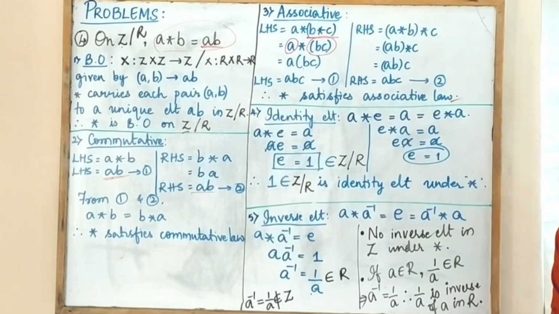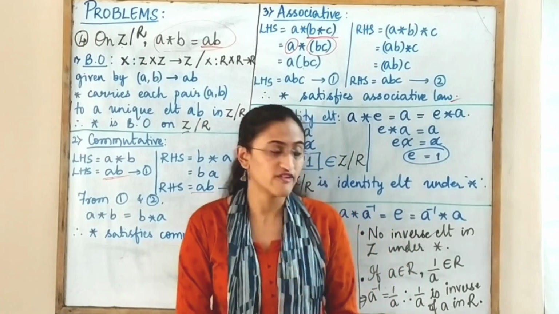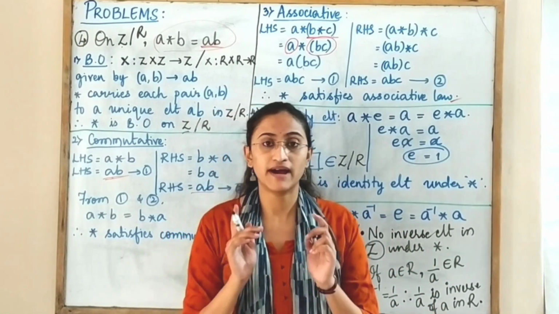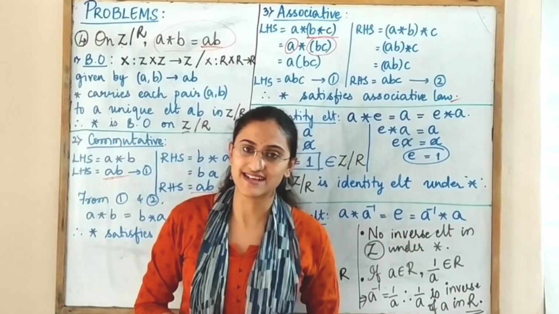You may now conclude that in the set of natural numbers and in the set of integers there is no inverse element, but in the set of all real numbers the inverse element does exist.